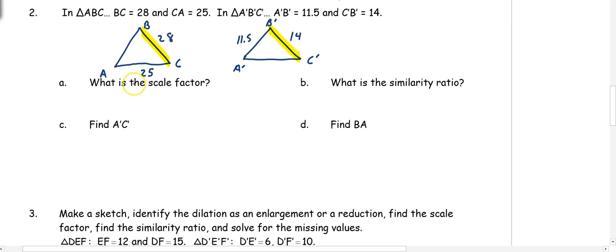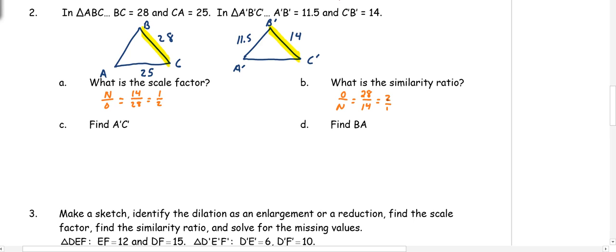So in this case, our ratio again is, remember, new over old. So we have 14 over 28 to get the scale factor, which is 1/2. The similarity ratio then is our reciprocal, old over new, so we get 2 over 1. If you ever had to find the similarity ratio without the scale factor, in this case, remember, we would just do 28 over 14 and then reduce that to 2 over 1.